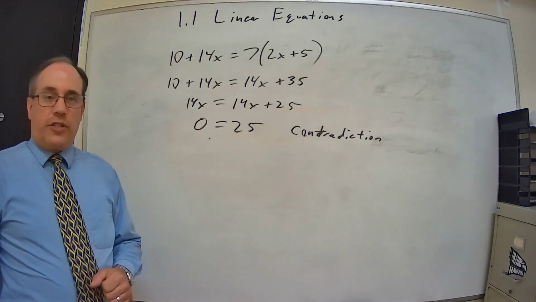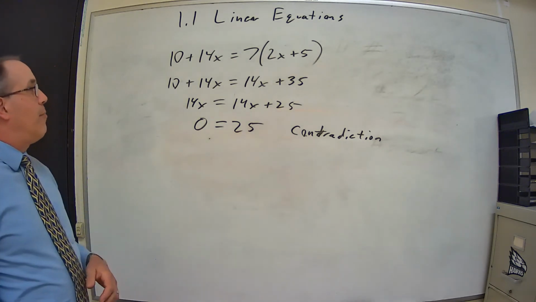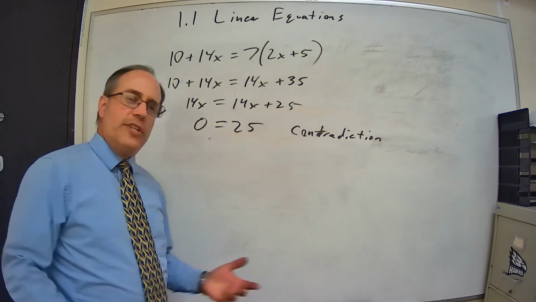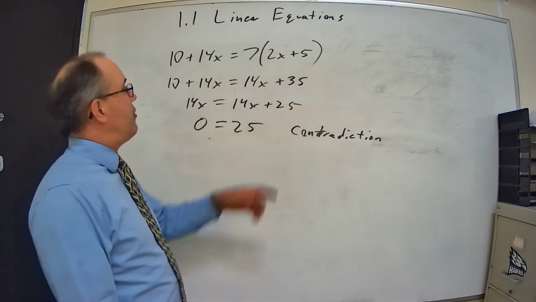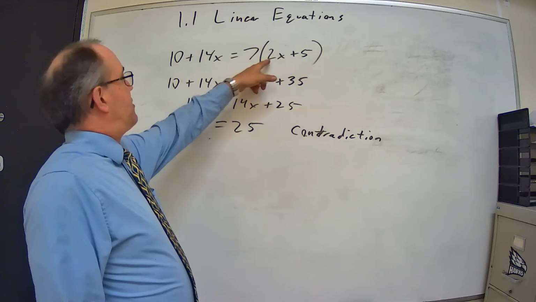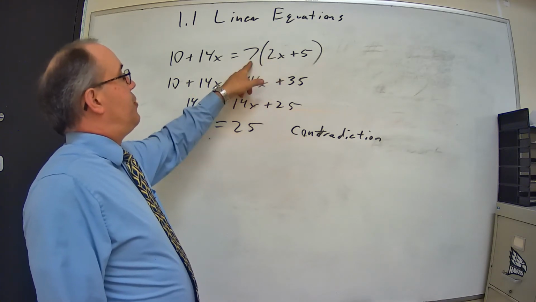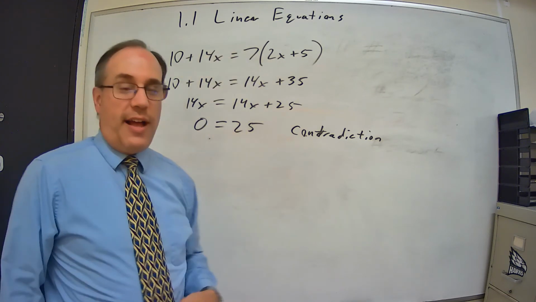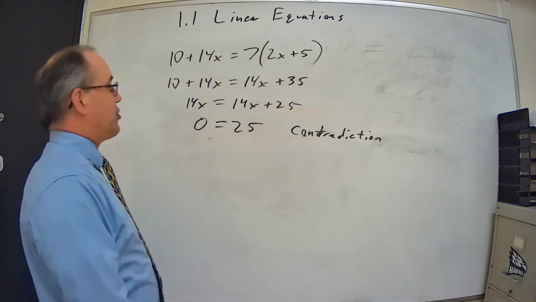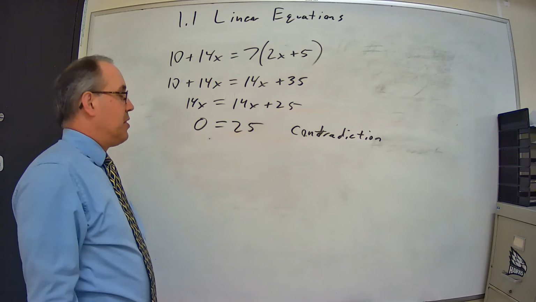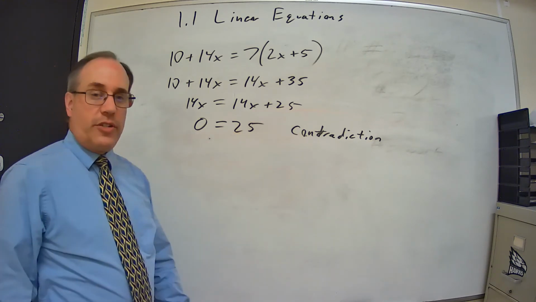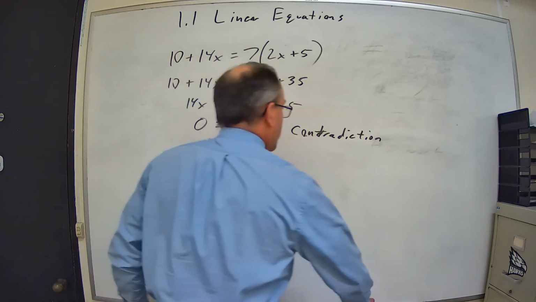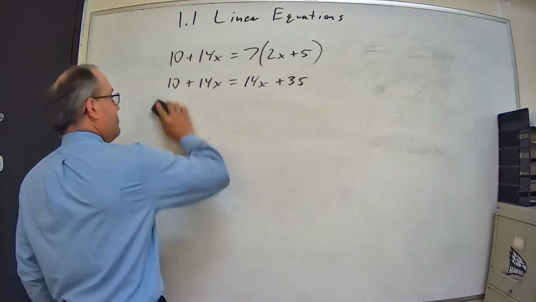A contradiction. So be careful about that. The reason I did a quick check to make sure I wrote it down correctly was just I saw this, and if the 2 had been outside, then this would have been an identity. So I was just making sure that that wasn't the case. So we have a contradiction here. Let's try another one.